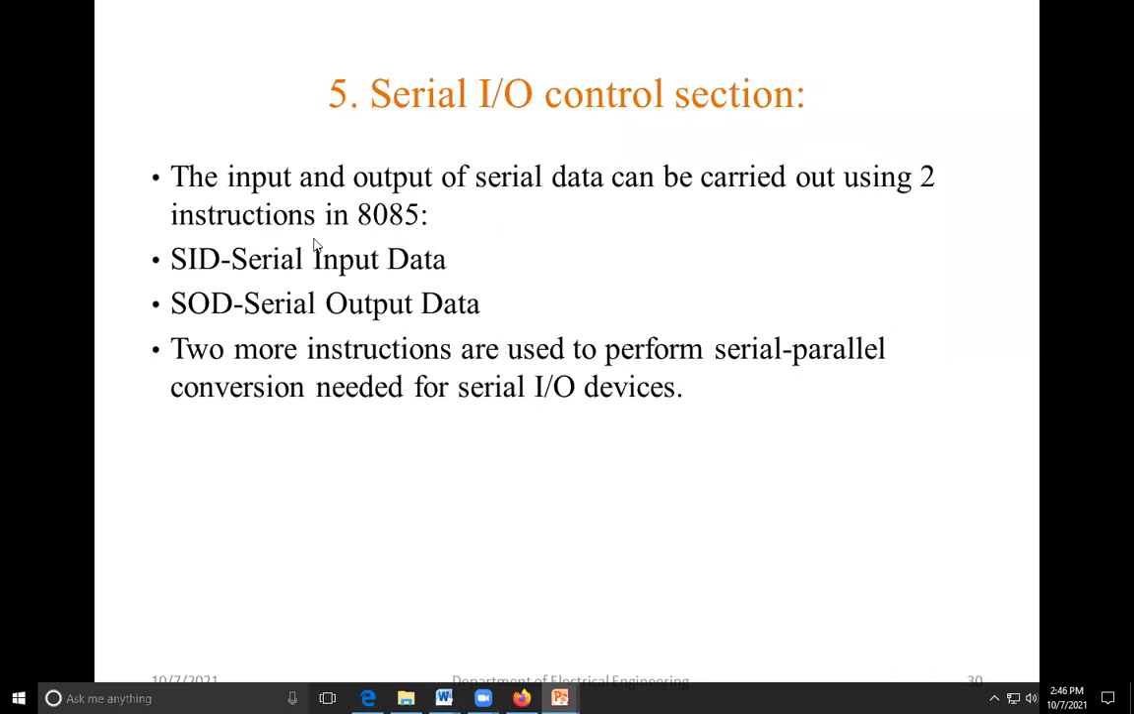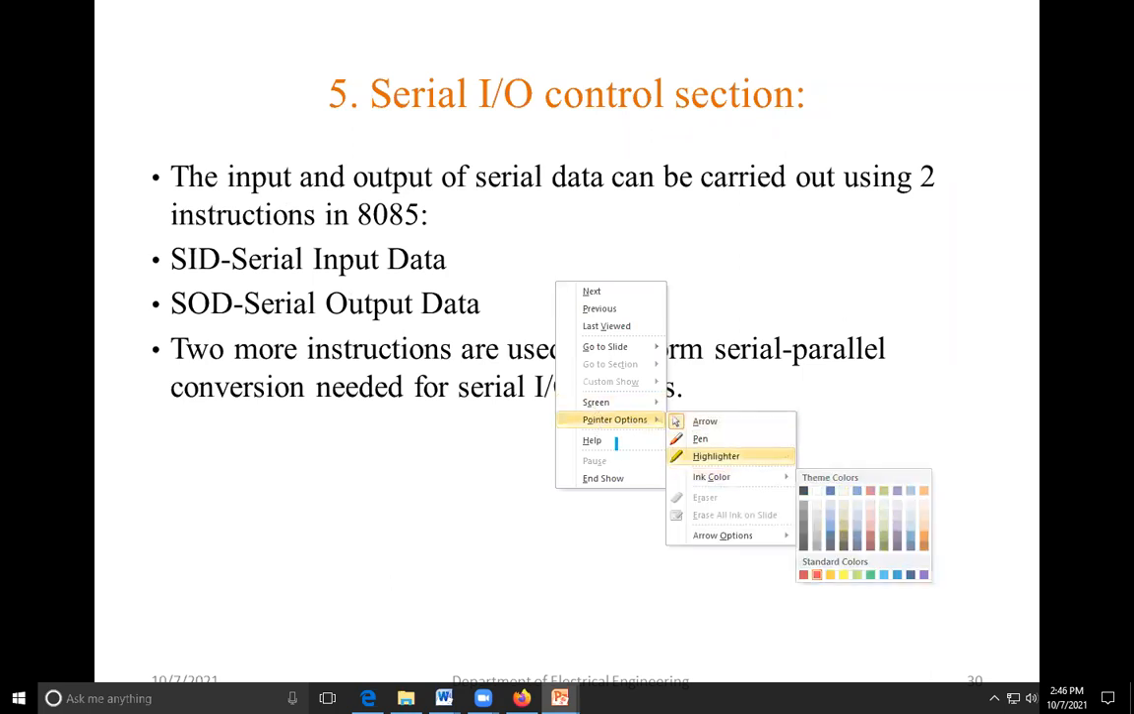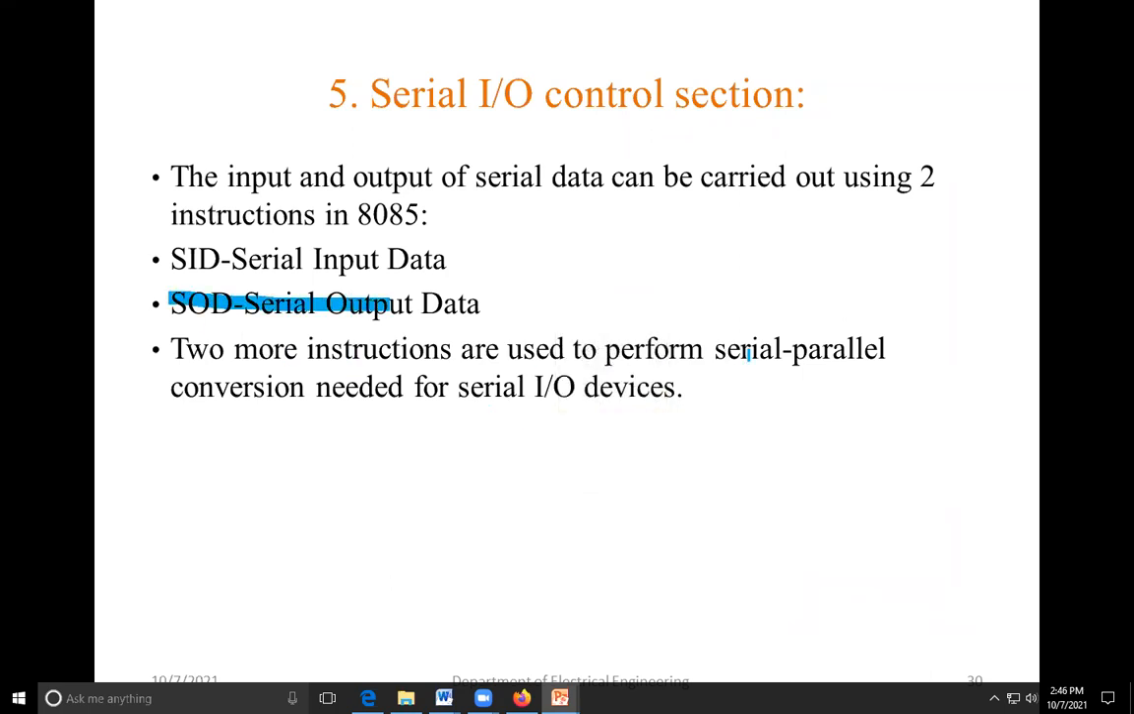See, it is carried by the instruction: input and output serial data. What is serial input data and serial output data? Serial input data and serial output data are there. Two more instructions perform the serial and parallel operations.